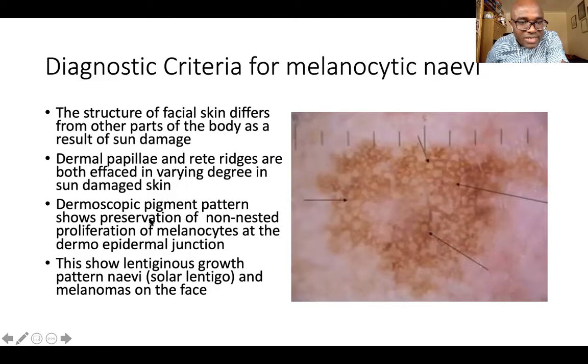So as I said, the pattern shows the proliferation of melanocytes at the dermal-epidermal junction because of the flattening of the retinal ridges, and this is what you see. This is like a lentigo pattern growth of nevi or solar lentigo on the face, and it can also be melanomas on the face depending on the distribution of the pigment that you see. We'll come to that in detail when we do the second step, where we want to distinguish between melanocytic features and melanoma. This time we're just doing step one, the first step. Okay.